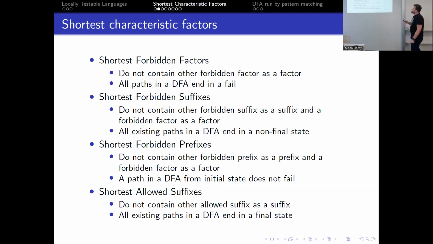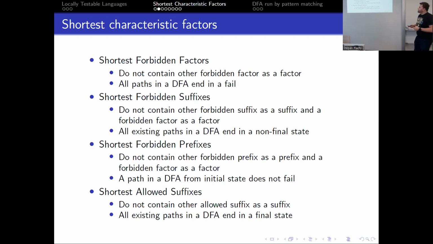When it comes to the forbidden suffixes, they should not contain another forbidden suffix as a suffix. But it is possible that it might contain a forbidden suffix somewhere else in the string. But it should also not contain any forbidden factor as a factor, because otherwise this would be redundant. We already have it as a factor. We don't need it in suffixes as well. So in the automaton, it means that all paths must reach a non-final state, because that will guarantee us that it's never going to be in an accepted string.